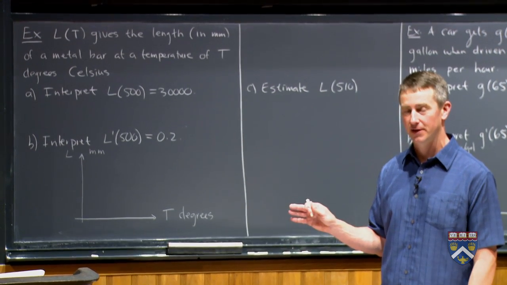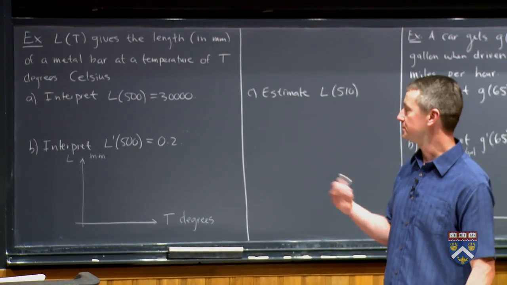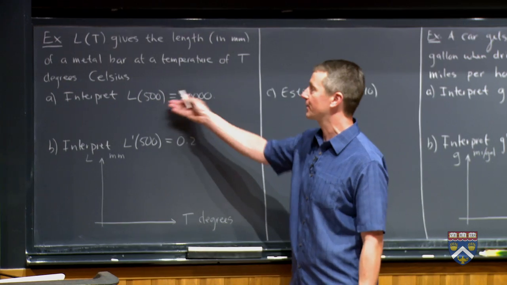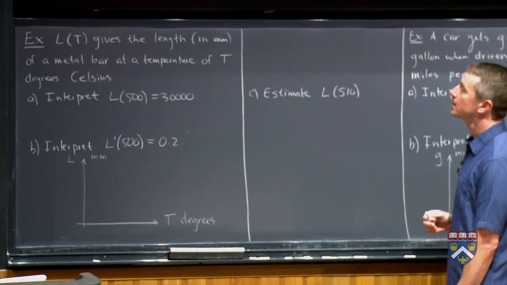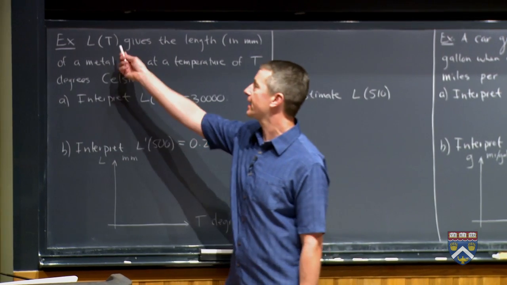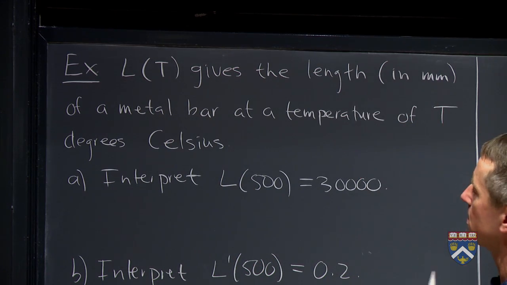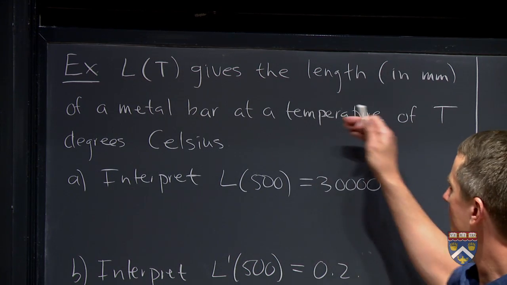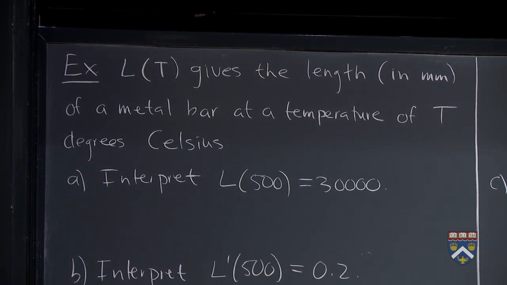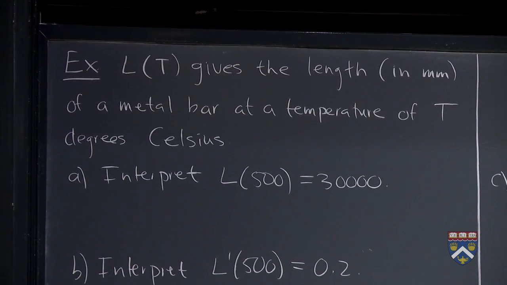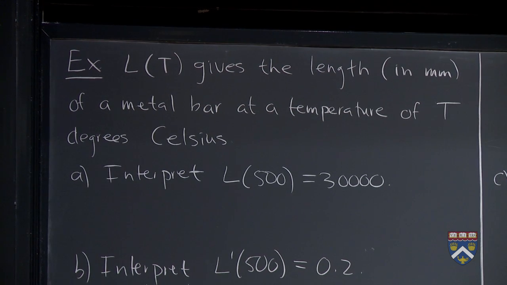Here you'll notice that we don't have any formulas for the actual functions. We just have some values of the functions, looking at them numerically, and we have a story to go with them, looking at them verbally. So here our function, capital L of capital T, gives the length in millimeters of a metal bar when it's heated to a temperature of T degrees Celsius. We'd like to interpret a couple different things and then use them to do something.